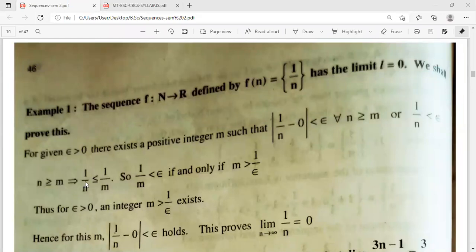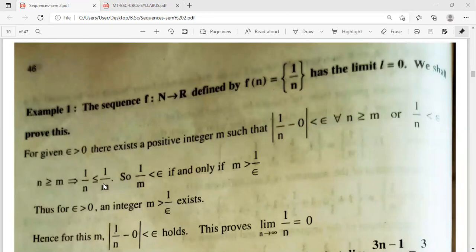Now here, to take n greater than or equal to m, if you take the reciprocal, the inequality changes, because whenever you take the minus sign or the reciprocal, the inequality changes. Here greater than or equal to is there and you are taking the reciprocal. Suppose you take some x, the reciprocal of x is 1 by x. In the same way, the reciprocal of n is 1 by n and of m is 1 by m. Here greater than or equal to will become less than or equal to.